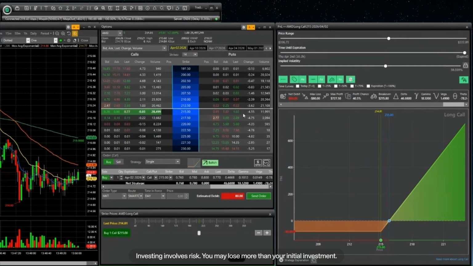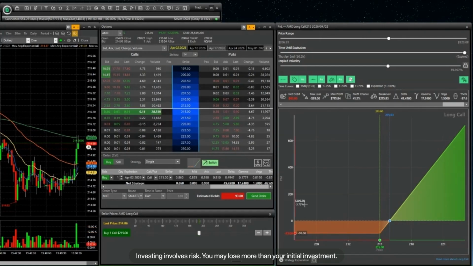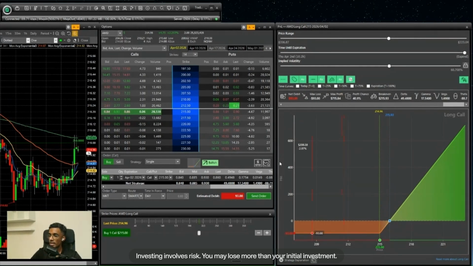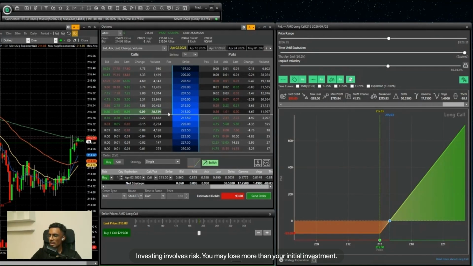In the middle, I've got my options chain with a new options strike slider below the chain, which I'll show you in just a second. And on the right, we've got the new options analysis P&L graph, also known as the risk graph. Currently loaded in, I've got a long call. If we just look at the chain, I've loaded up AMD. We are currently looking at a call on the 215 strike, and we are buying the call.